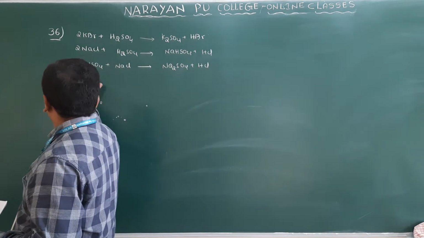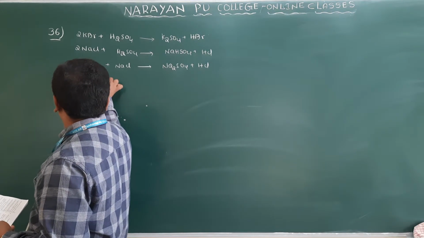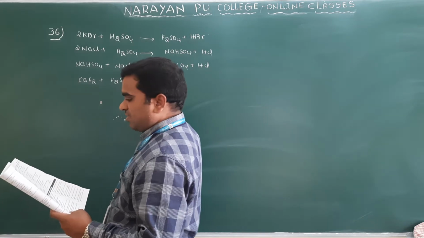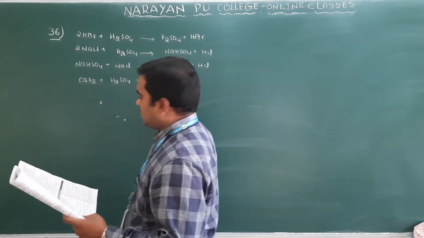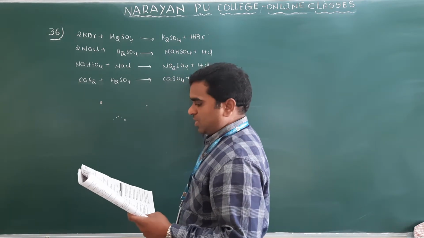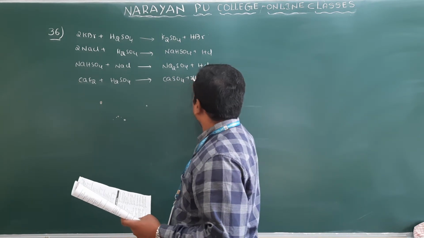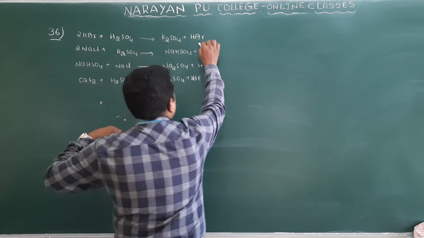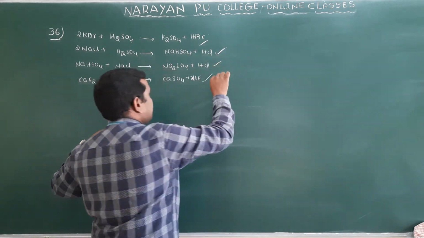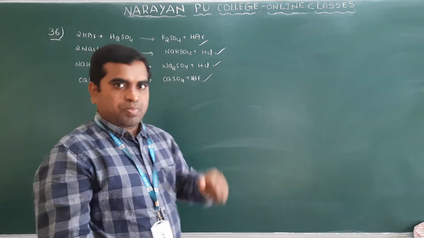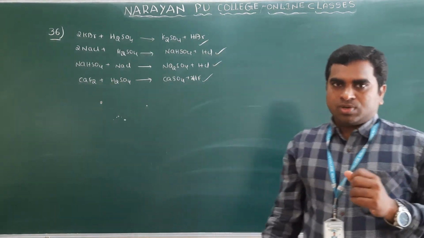And the next one is CaF2 plus H2SO4, giving rise to CaSO4 plus HF. Clear? You see, in all the cases you have prepared HBr, HCl, HCl and HF. But one of the methods is wrong. We cannot prepare with it. So which one do you have to find out?